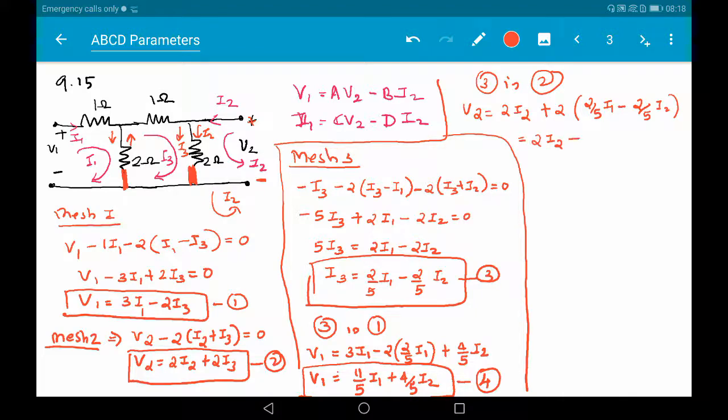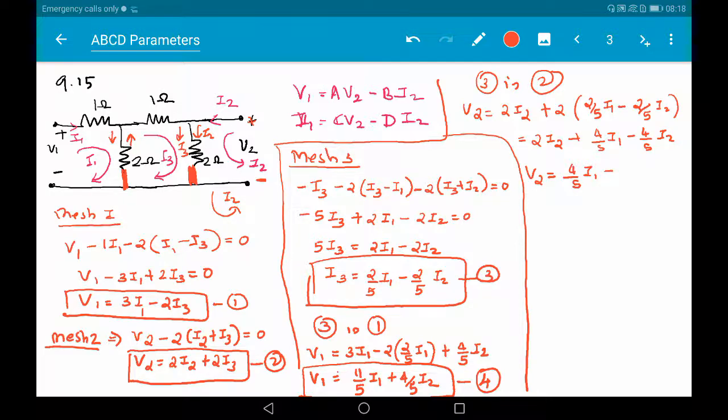2I2 plus 4/5 I1 minus 4/5 I2. Or V2 is equal to 4/5 I1 plus 2I2 minus 4/5 I2, so 10 minus 4, that is 6.